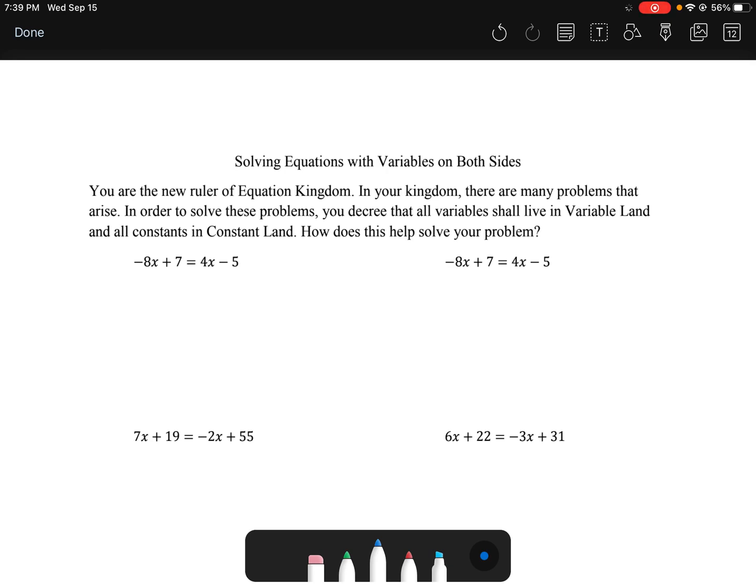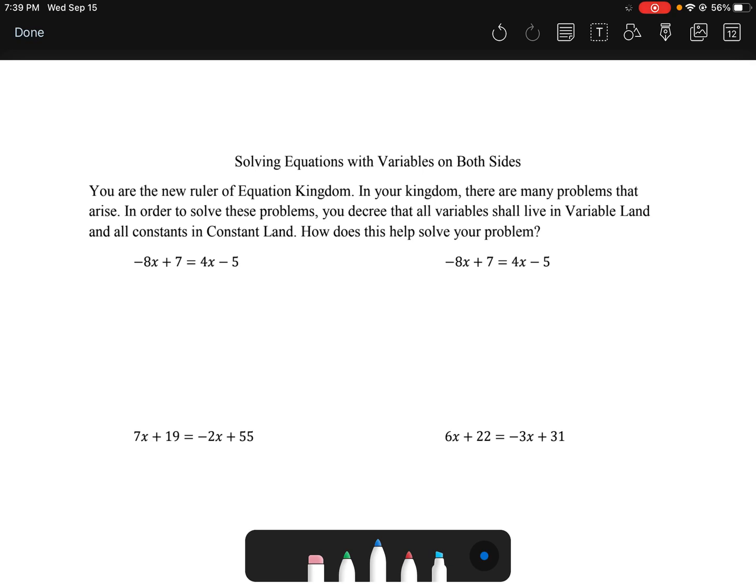In order to solve these problems, you decree that all of your variables shall live in variable land, and all of your constants live in constant land. You're really just segregating your citizens. What a ruler you are. How does this help solve your problem and create many others?